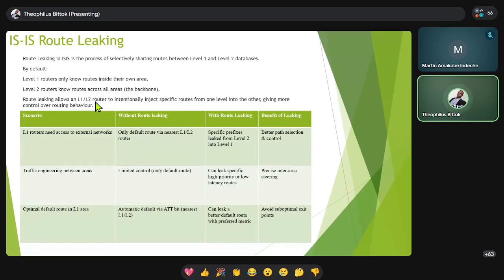So actually, with route leaking, instead of using just the attached bit, just sending the default route, it's better to do the route leaking. And you can now try to do the traffic engineering.